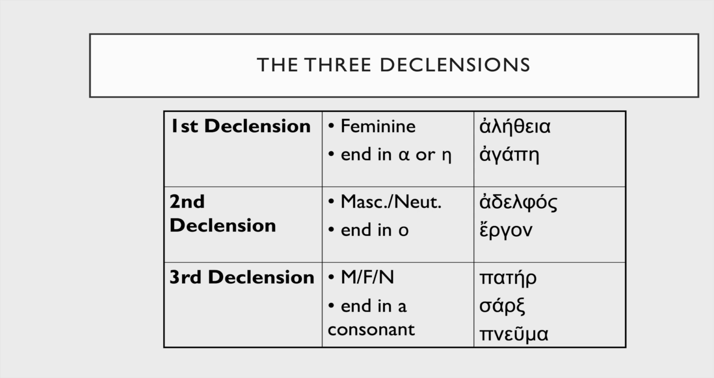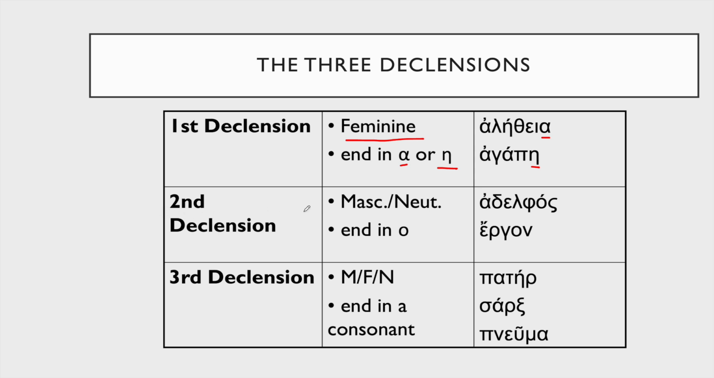First declension nouns, where we begin, are largely feminine nouns, which end in alpha or eta. Two examples are aletheia and agape, truth and love. So their stem ends in an alpha or an eta, and you add endings onto these to create different cases.